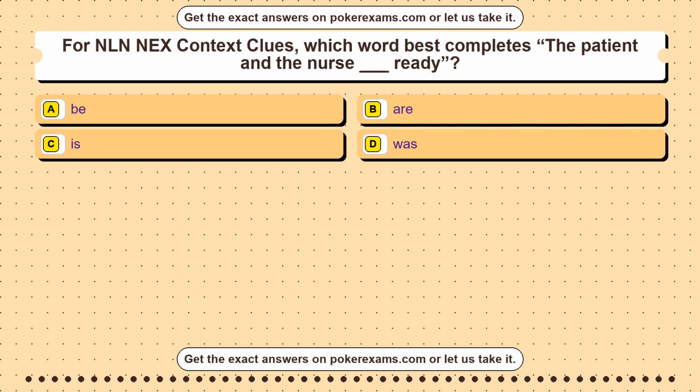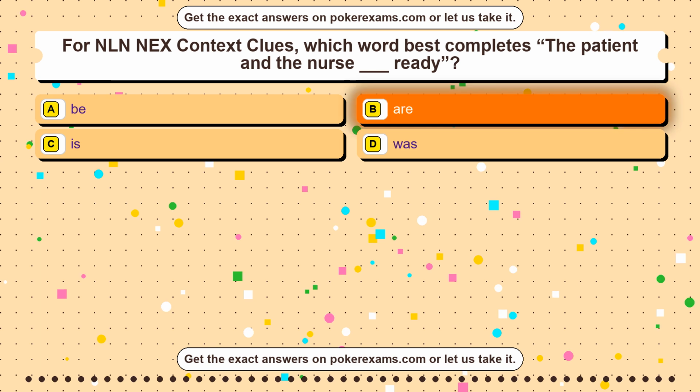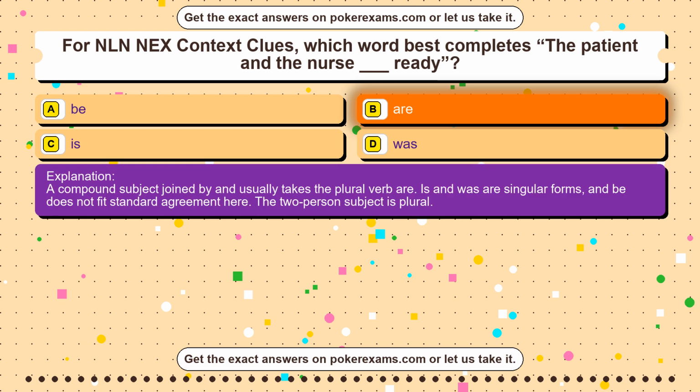Question 12. For NLN NEX Context Clues, which word best completes the sentence: The patient and the nurse blank ready? Option A, be. Option B, are. Option C, is. Option D, was. The correct answer is option B, are. A compound subject joined by and usually takes the plural verb are. Is and was are singular forms, and be does not fit standard agreement here. The two-person subject is plural.